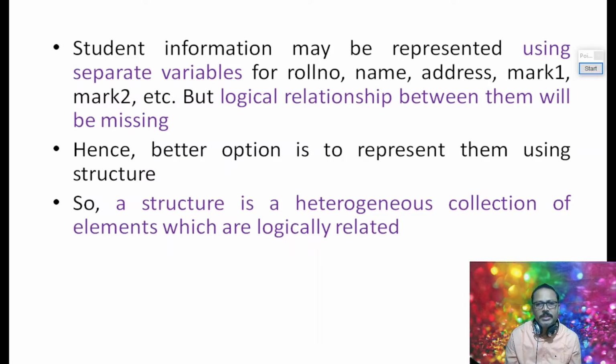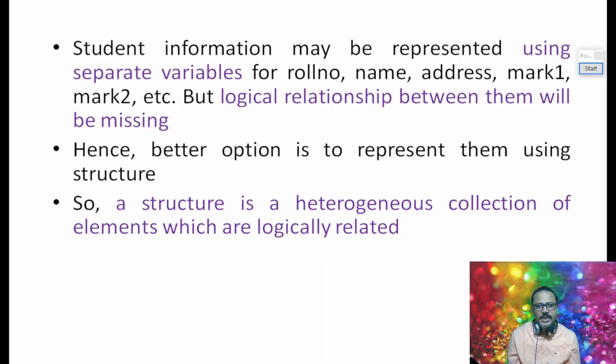Similarly, address is the actual address of the student whose name is given in the attribute name, and who is also identified with the roll number. But that logical relationship between them will be missing. Because they are logically related, we bring them together and call it a structure. So the better option is to represent them using a structure.